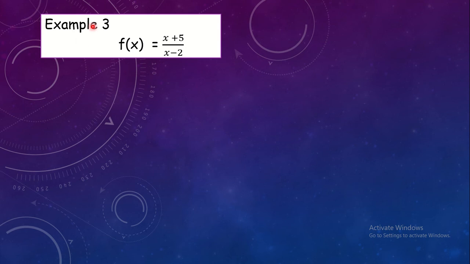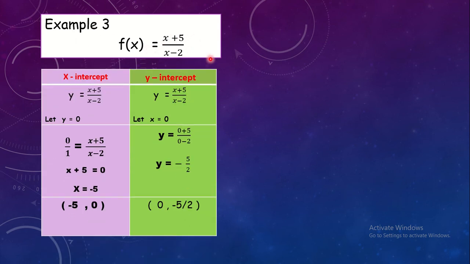Number 3 example. f of x is equal to x plus 5 over x minus 2. Okay? So, x-intercept, y-intercept. Pag x-intercept, palitan mo lang daw yung mga y ng 0. So, f of x, palitan mo siya ng y. So, magiging 0 yan. Ito. Tapos mag-over 1 ka, cross-multiply. Ito, mawawala na to. So, matitira lang x plus 5. And then, since naka-equate siya ng 0, transpose sa kabila. Therefore, our x is negative 5 and our y is 0.